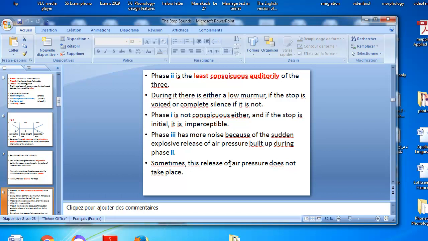Sometimes this release of air pressure does not take place, and we are going to explain it through concrete examples. Through this, we are going to show the behavior, the function of sounds, how sounds influence each other. Okay, so remember, the release of air. When I talk about the release of air, I am having in mind phase 3 in the life of stops. So this release of air pressure does not take place.